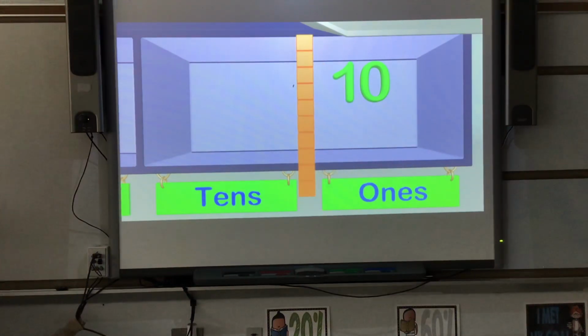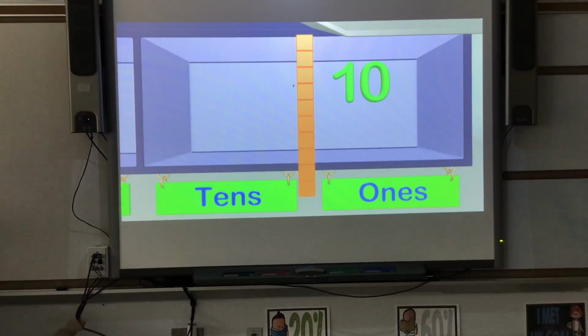All of the 10 ones blocks stuck together to form what we call a tens block. This is a group of 10 ones called a 10. Why do you think we call this a 10? We call it a 10 because this tens block is made up of 10 ones blocks.